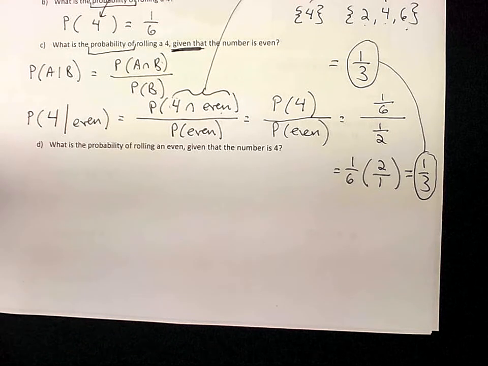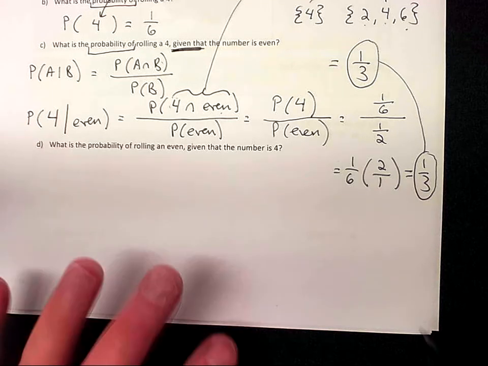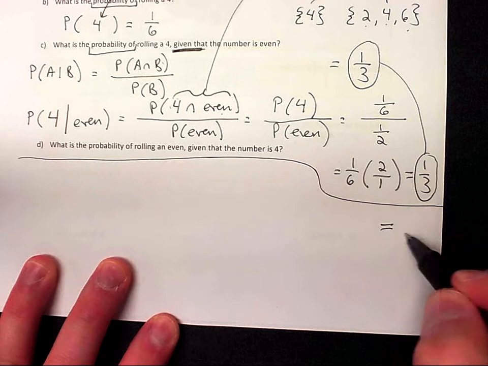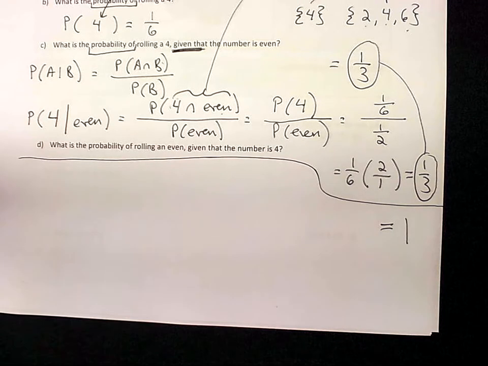What is the probability of rolling an even number given that the number is 4? Would it just be 100%? All right, let's see. So you're saying, I think this should be 1 or 100%. So let's go through that scenario, right?